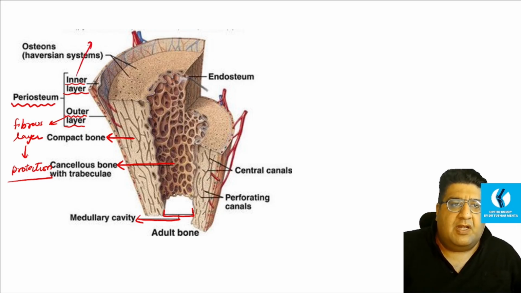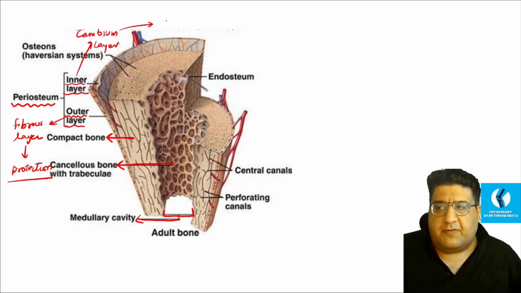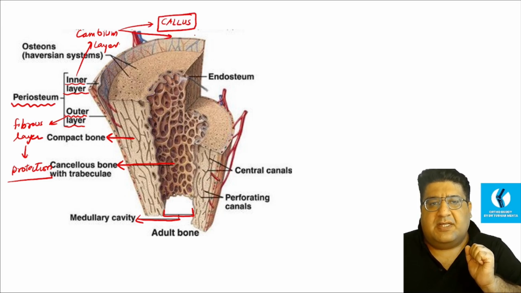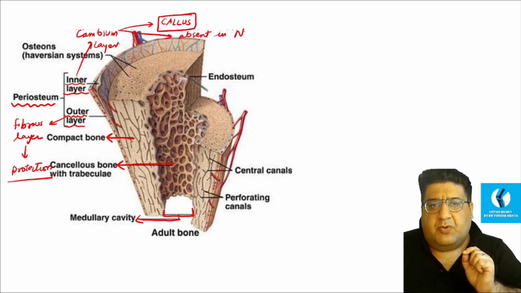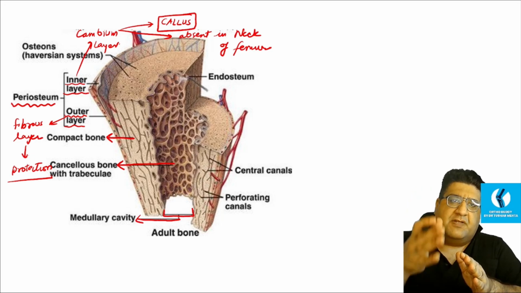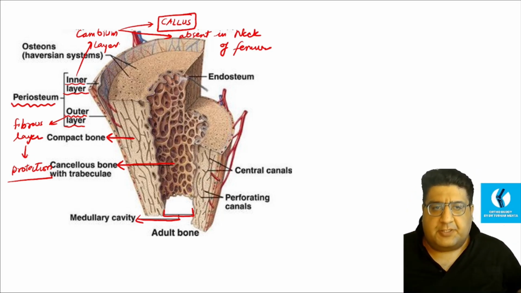Then you have an inner layer. This inner layer is the cambium layer, and it is important for two reasons. Number one, it is the reason for production of something called callus. Second thing I want you to understand is that this inner cambium layer is absent in the neck of femur. So from today, whenever there is a fracture of the neck of the femur, do not expect any callus formation because the inner cambium layer of the periosteum is absent.